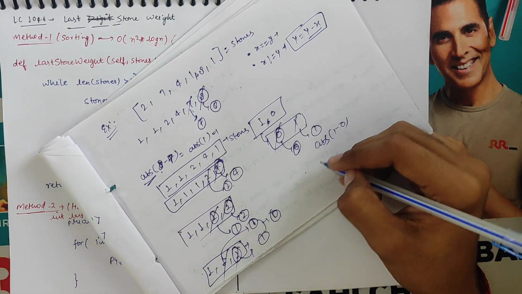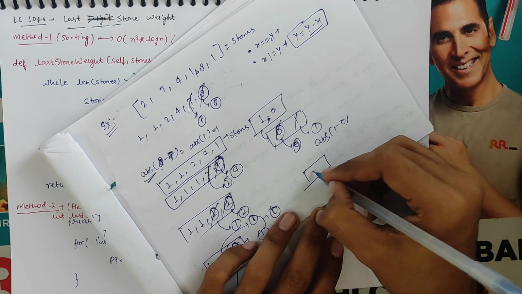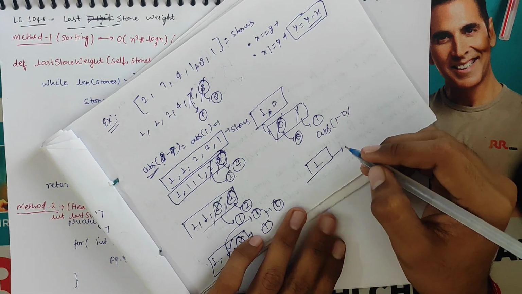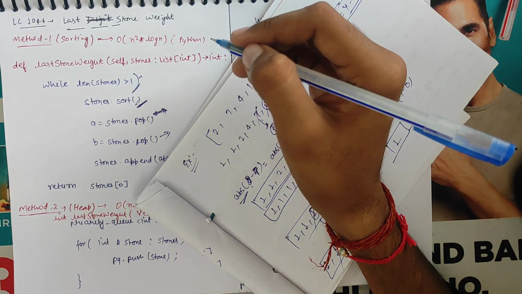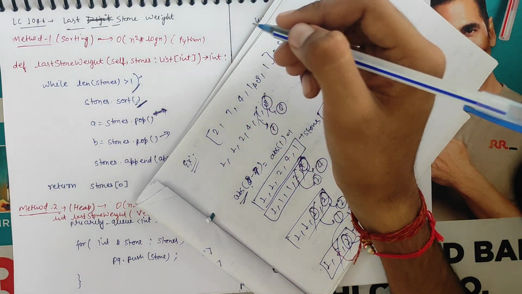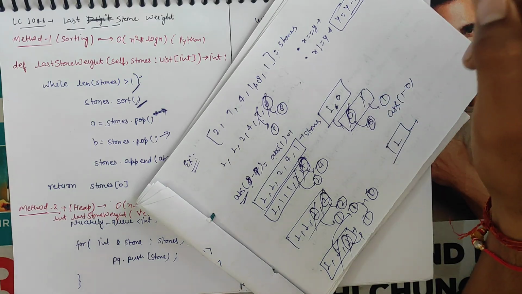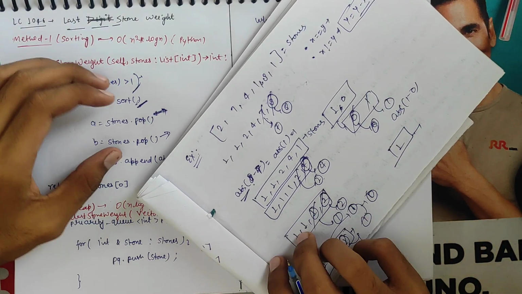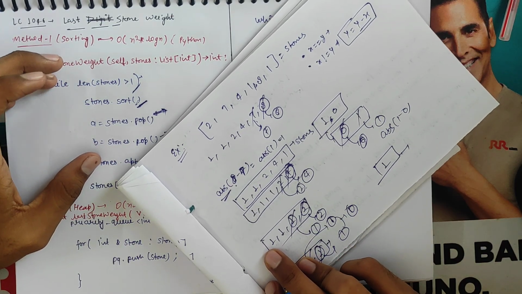Then we push that value into the stones, so it will be 1. That's why the answer of this solution is 1. The size of the stones array must be greater than 1 to run this while loop, and now we have only one element. So now the while loop won't be executed further.